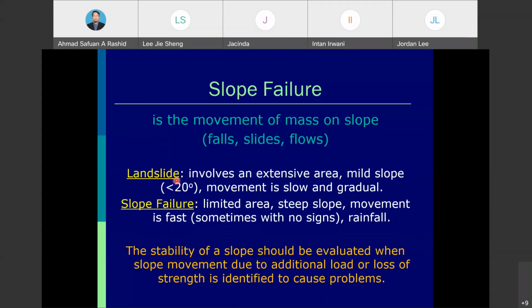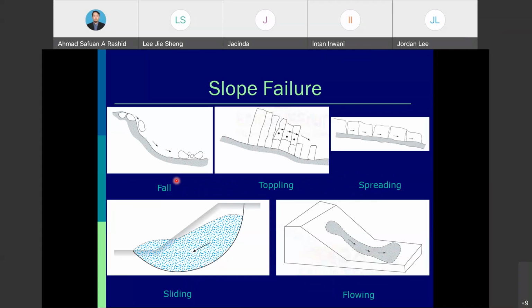Or if you want to go more deeply, we can use the unsaturated soil mechanics approach. So that is the way we identify or determine the factor of safety for a localized area. This is a type of slope failure, where we have fall, toppling, spreading, sliding, and flowing. In our topic, we only discuss the sliding, whereby we can determine the factor of safety based on the sliding event.